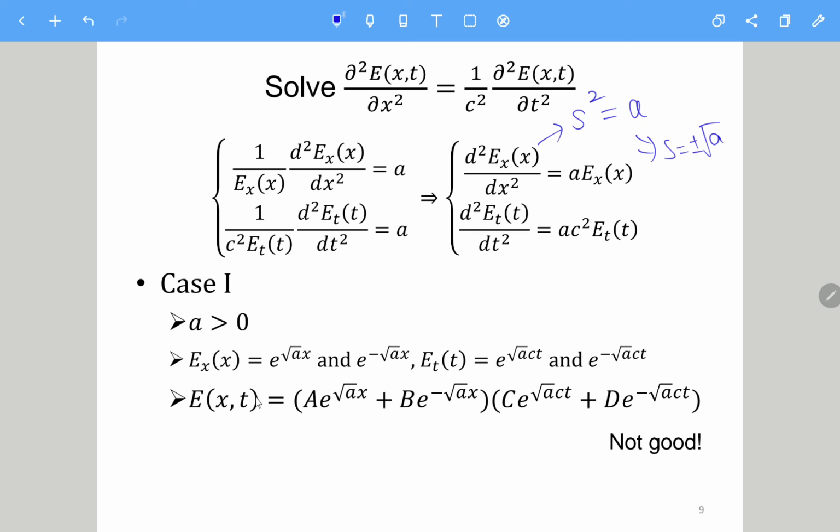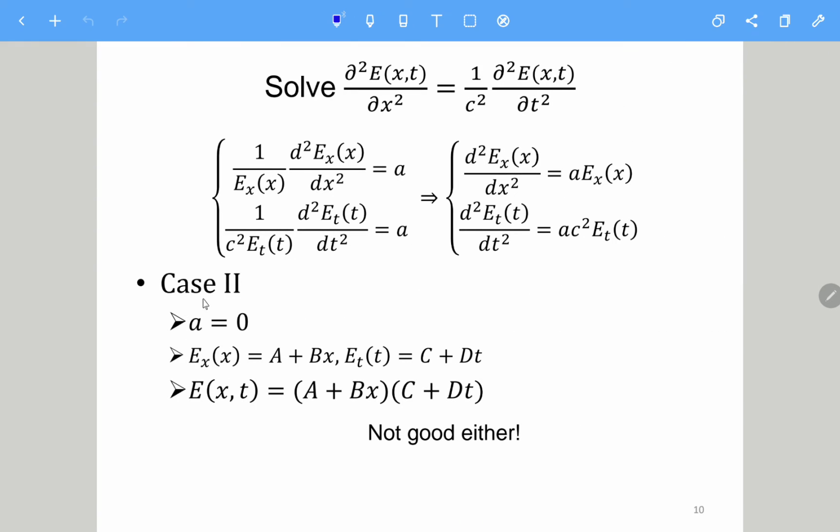Okay, and the general solution to Ex should be like a times this one plus b times this one. This is Ex of x, and then Et of t will be c times this one plus d times this one. This is Et of t. This is not a good solution because this is an exponential function. It will tend to infinity if x tends to infinity or negative infinity for either one. So it will diverge. And as much as E tends to infinity, we need infinite energy to generate this kind of E field. So this is not possible. So this is not a good case.